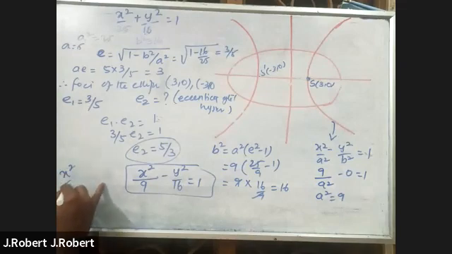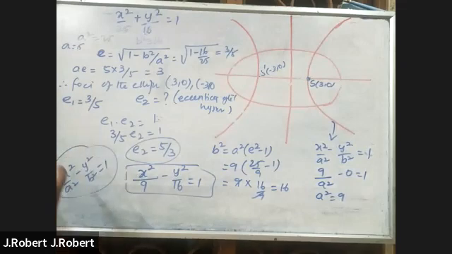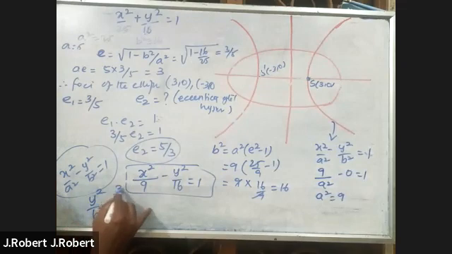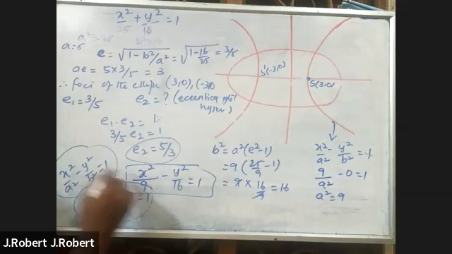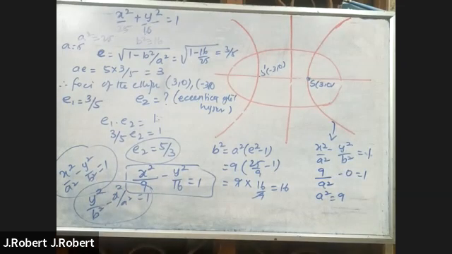Suppose x square by a square minus y square by b square equals 1. This is parallel to the transverse axis. Whenever the y-axis is parallel to the conjugate axis, we have to write y square by b square minus x square by a square equals 1.